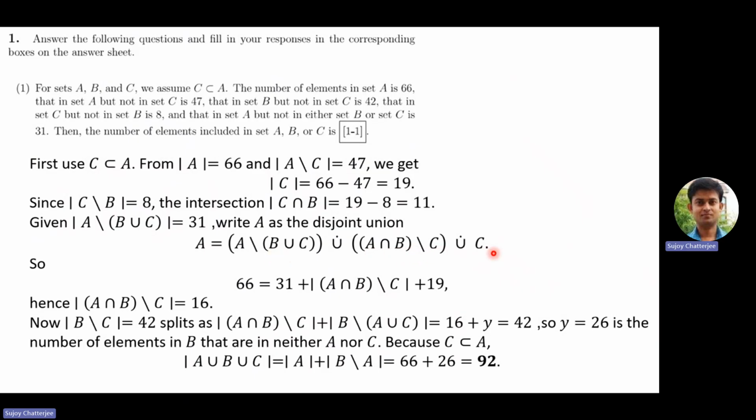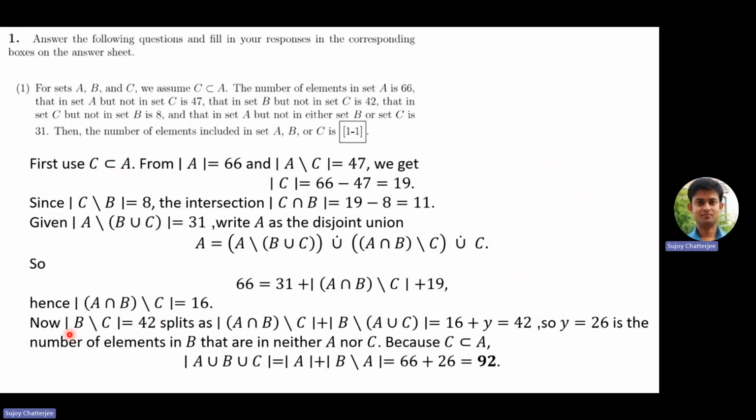So this is nothing but A. This is from the concept of disjoint union of set theory. If you expand, you will definitely arrive at A, because there will be several combinations which will yield 0 and ultimately just A will remain. So now we have all these values except for one: A intersection B not present in C is the unknown one. Otherwise A is 66, we know. A but not B union C is 31, we know, and C we have found out to be 19. So from this we can find that A intersection B which is not part of C is 16.